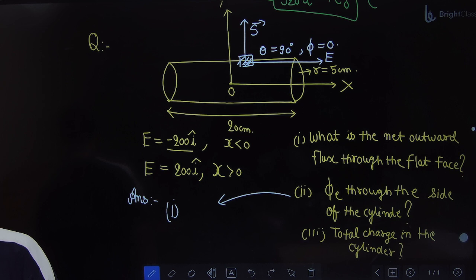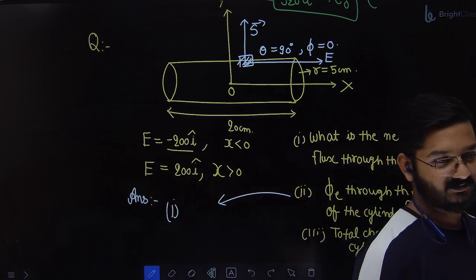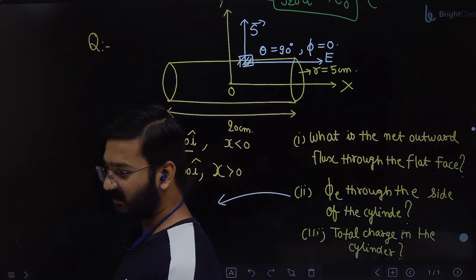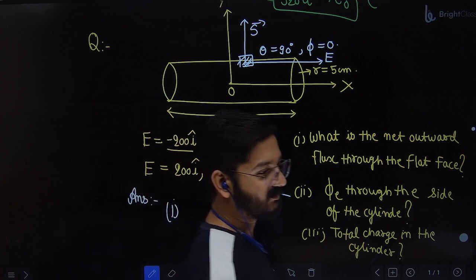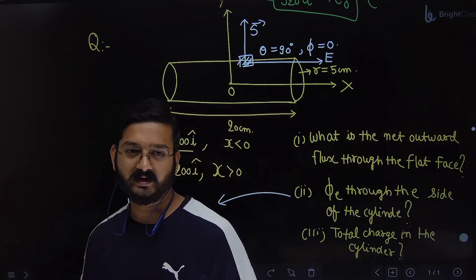Sir, I'm confused about how to take the direction of the area vector for the first subdivision. What is the doubt in the area thing? Area is always outward and perpendicular. The statement is very simple: outward and perpendicular.